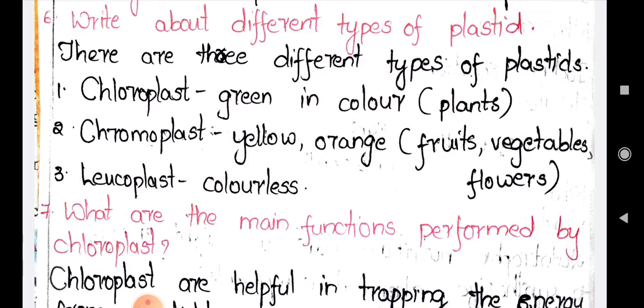And the third type of plastid is the leukoplast, which is colorless. Leukoplast does not have any sort of color. We can say white in color. Leukoplast is the colorless plastid. These are the 3 different types of plastids. The first one is the chloroplast, the second one is the chromoplast, and the third one is the leukoplast.